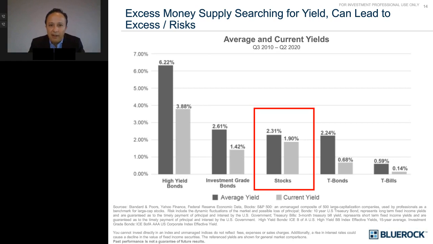High yield bonds, on average, have yielded 6.2%. In crises, that number is normally 13%. Today, they're at 3.88. Last week, there was a company that did a high yield financing at 2.75, the lowest that it's ever been. Now, this is called high yield. It's not called high spread.